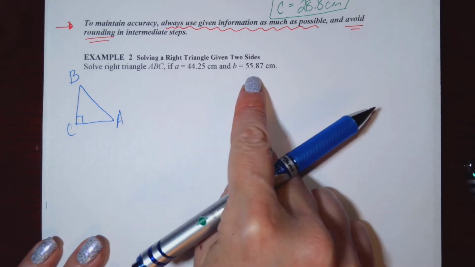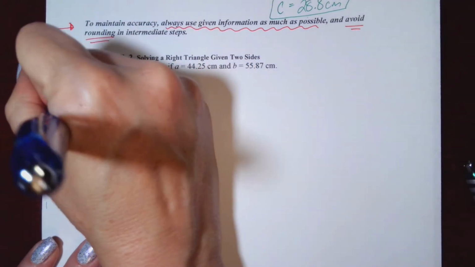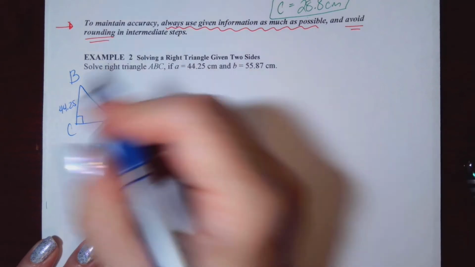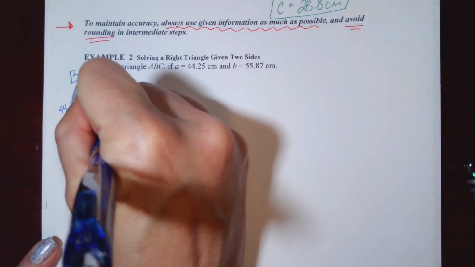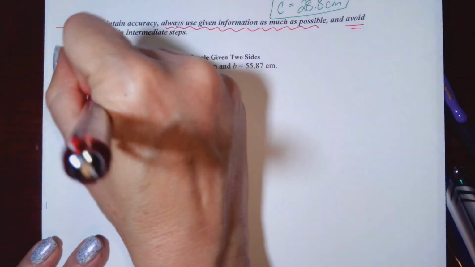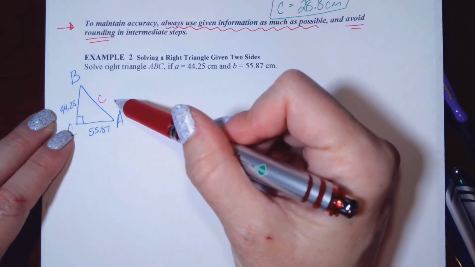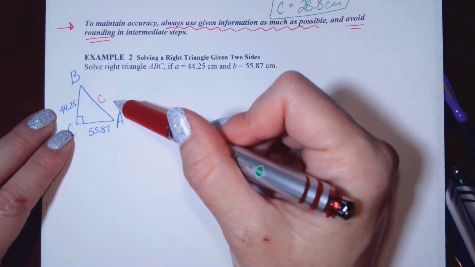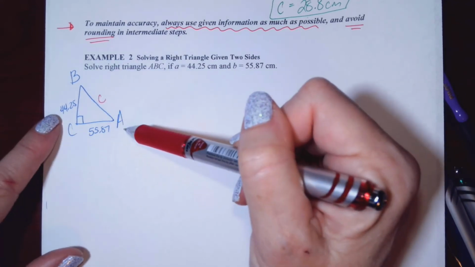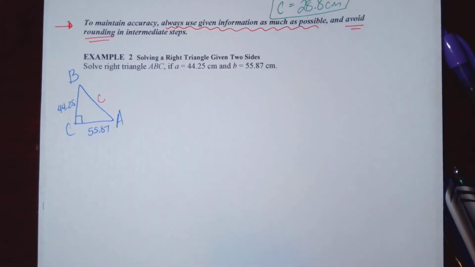This time, instead of being given a second angle, I'm given 2 side lengths. Side A is 44.25. Side A is opposite angle A. Side B is 55.87. Side B is opposite angle B. And I know that C is going to be longer than either one of these because this is my right angle, so that's going to be my longest side opposite that largest angle. And I know that angle B is going to be larger than angle A because side B is longer than side A. These are things that I know.